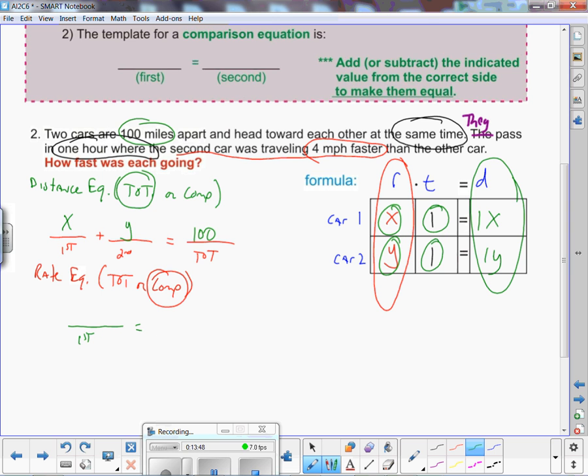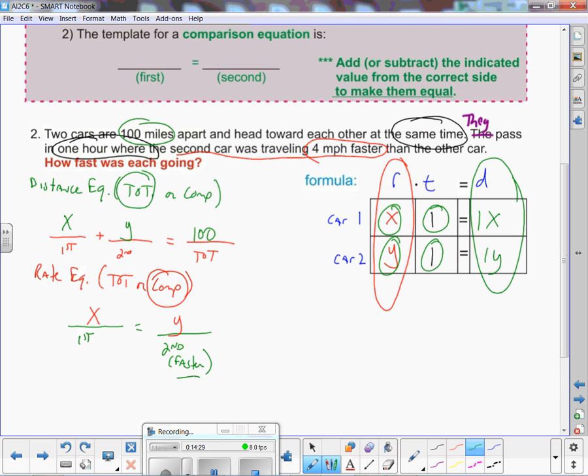That is a comparison. What was the comparison template? First equals second. Okay, remember, we are doing rates right now. What is the rate of the first car? It's X. So I'm going to put X for the first car. What is the rate of the second? Look back at your chart. Rate of the second is Y. We stick Y. Now, they're not truly equal. So again, I'm going to go back and use one more label. It says the second car was traveling 4 miles per hour faster. So I'm going to put under here faster.